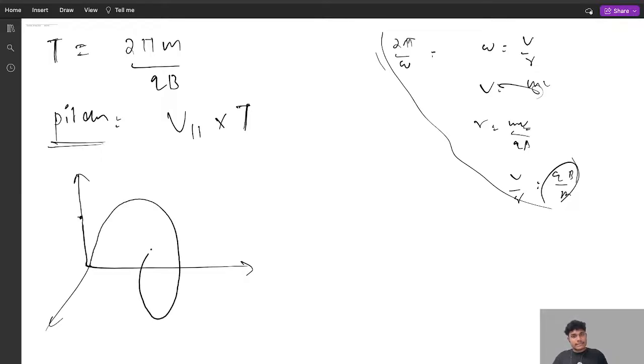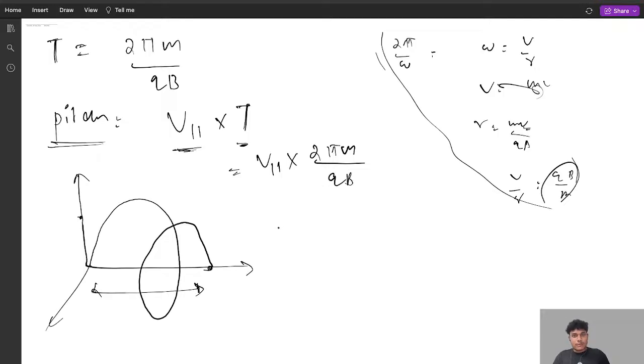ये ऐसे, like this. यहाँ पे आके ऐसे हो जाएगा ना। तो अपन का अपना pitch क्या होता है? A वाली distance, and that is equal to B parallel into T. So यहाँ से आएगा B parallel. What is B parallel? B parallel into time period, that's it, 2 pi m/qB. Now we find the pitch.